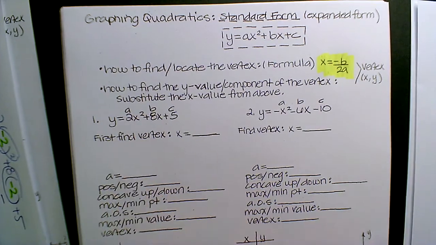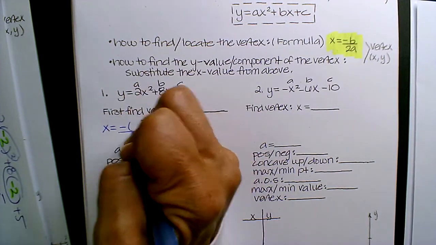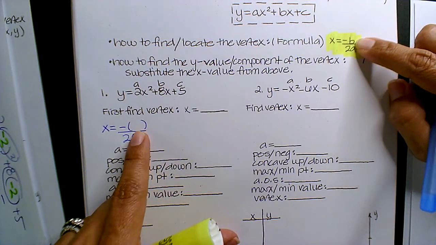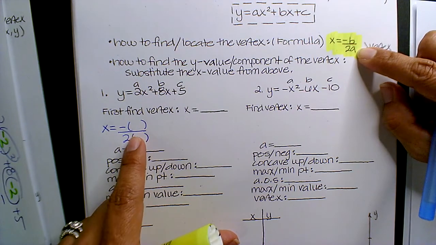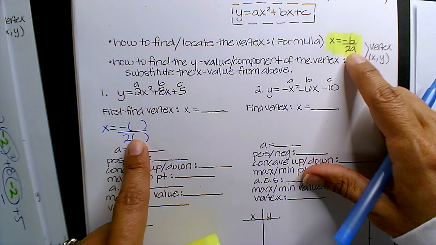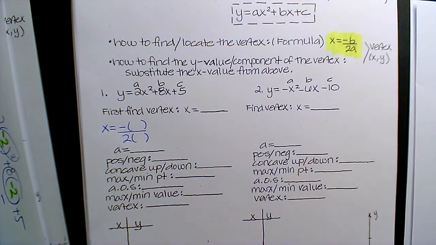First, find the vertex. So x is equal to minus b all over 2a. Notice instead of b, I put a space. Instead of a, I put a space holder, right? So we're now going to substitute, right? So all I did was take this ratio and I put spaces instead of the b and the a.